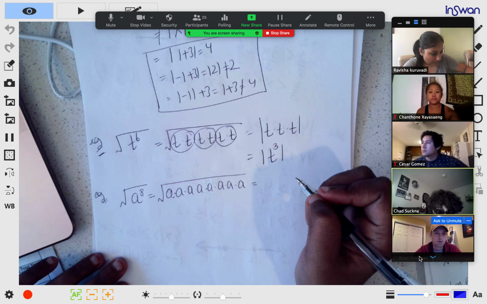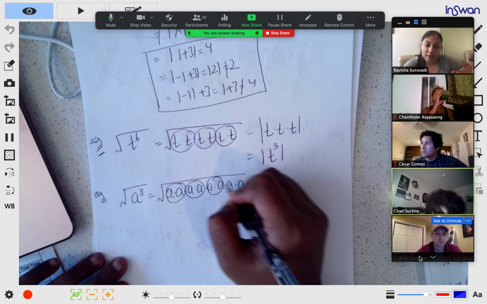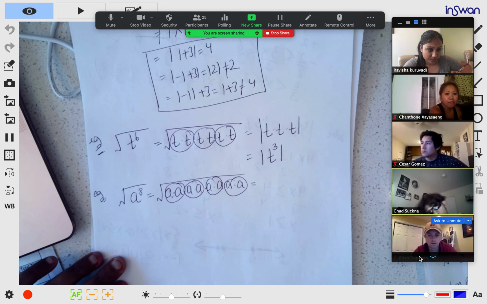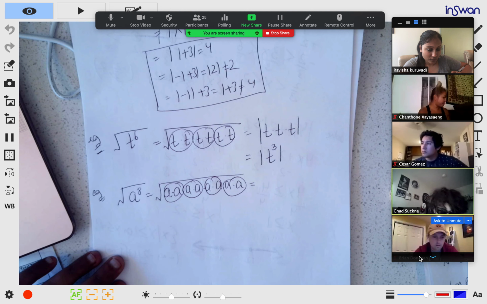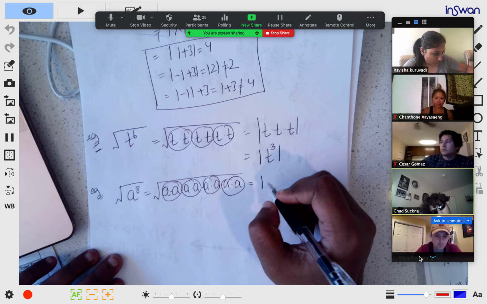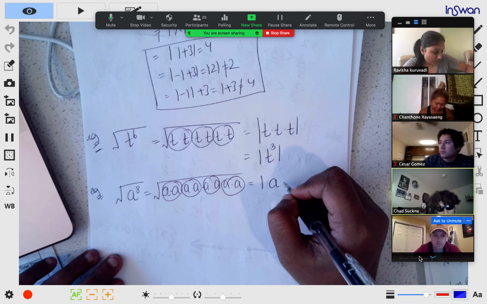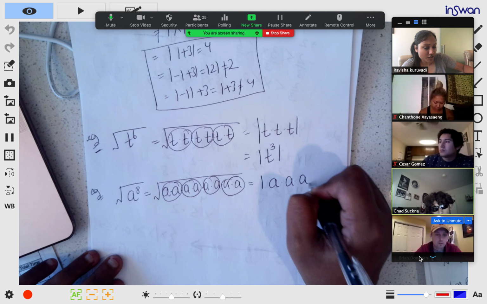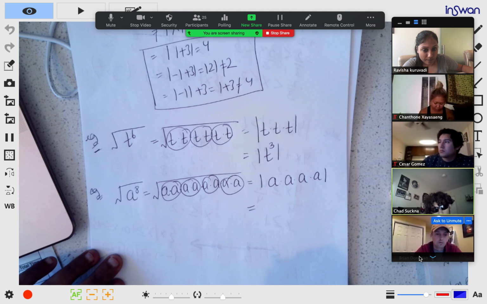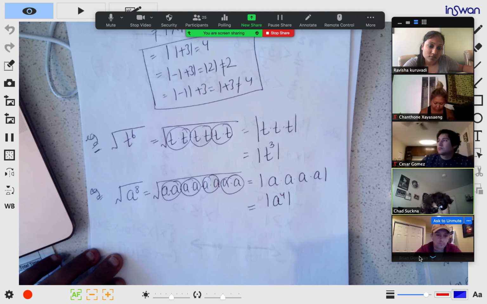The next step is you make pairs. 1, 2, 3, 4. Okay, I made pairs. So you take one from each pair and you move it to the other side of the equal sign. So what do you get? How many a's will I take out? 4. Which is equal to what? A to the 4th. Will I remove the absolute sign? No, because I don't know what my a is. Perfect.